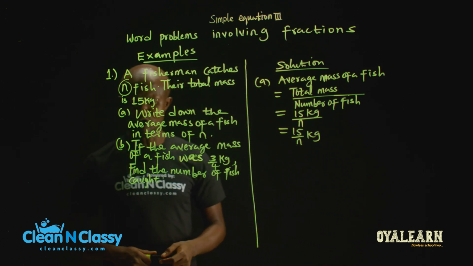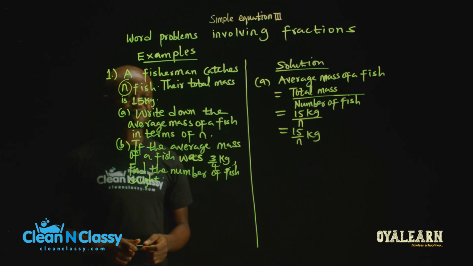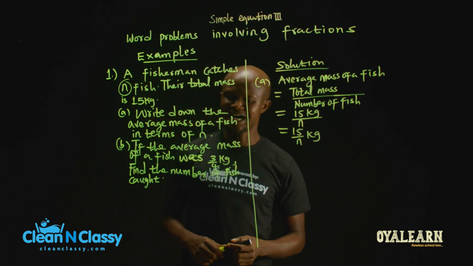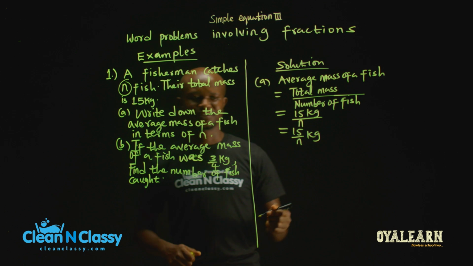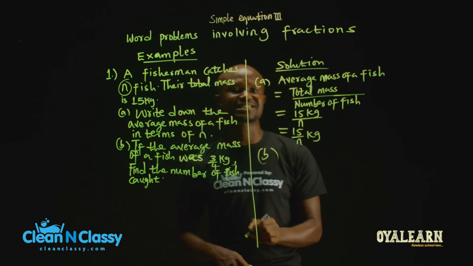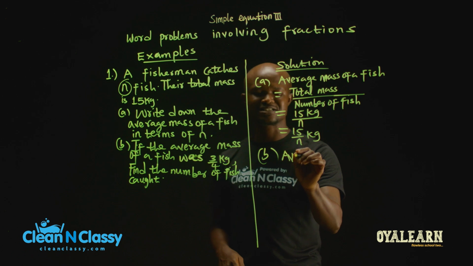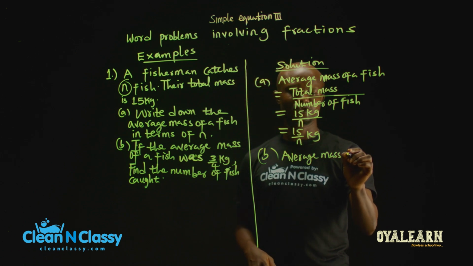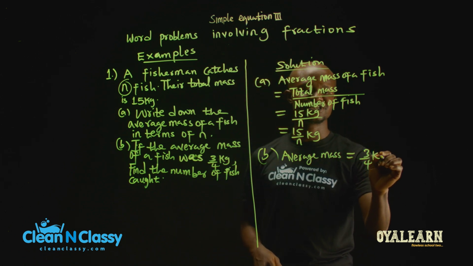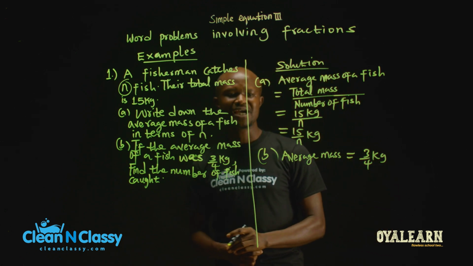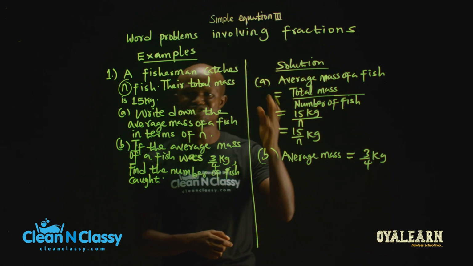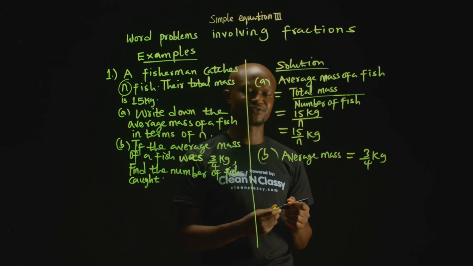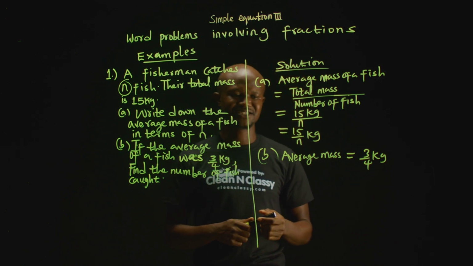Now, for the second part, if the average mass of a fish was 3/4 kg, find the number of fish caught. For part B, it means that when the average mass is equal to 3/4 kg, what will be the value of n? And what is the average mass of a fish normally in terms of n? We go back to the first part of this problem. It's 15 divided by n kg.